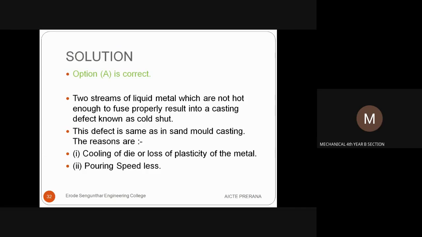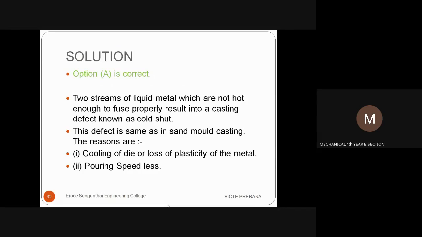Okay, if it has lost its plastic state. Next thing is pouring speed is less. It should also be considered as a main point. Pouring speed has to be maintained, and the speed has to be the same in both the pouring basins. There should not be any deviations in speed. Nowadays it is done with the help of machines and also robots, so there is not a possibility of getting this defect.